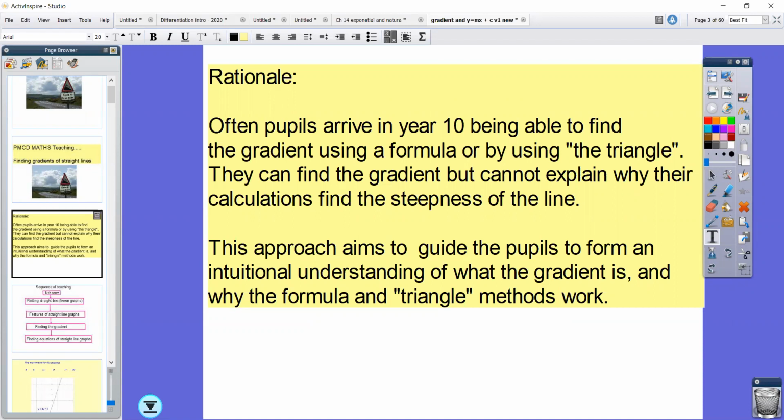What I'm trying to get away from here is seeing maths as a series of calculations or formulas to get answers, but not really understanding where those calculations come from, and therefore not having a connection to, in this case, what the gradient is. So this is the approach that I've taken with the teaching of gradient.